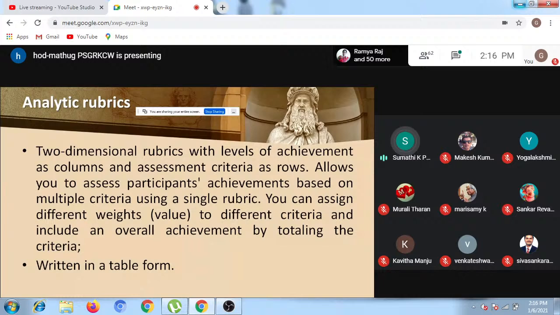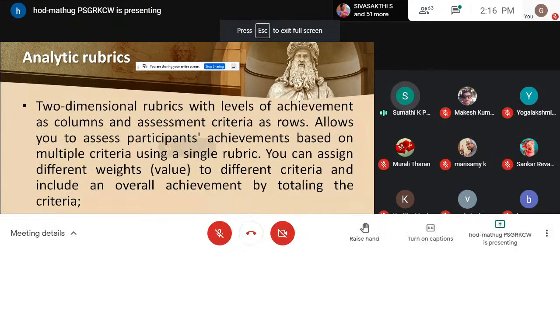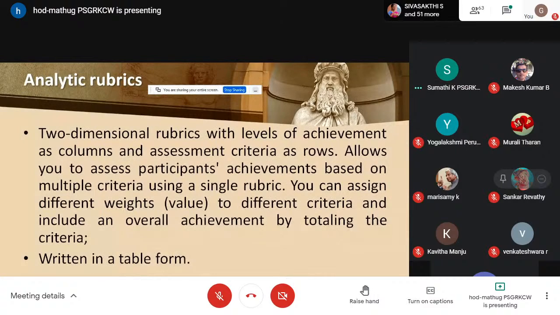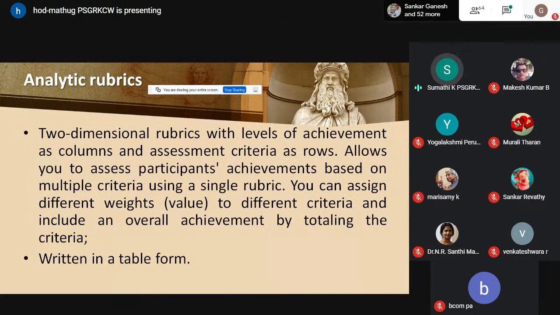This allows you to assess participants' achievements based on multiple criteria using a single rubric. You can assign different weights to different criteria and include an overall achievement by totaling the criteria. And this analytic rubric is written in a table form.